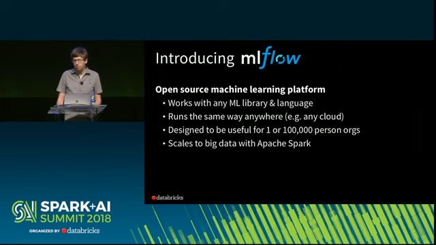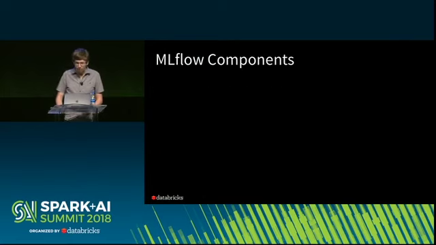It's also designed to be useful anywhere from 1 to 100,000 people, so that one data scientist working alone gets some benefits from it, and the large enterprise using it throughout also gets some benefits. And of course, it's designed to scale to big data and to integrate well with Apache Spark. So MLflow has 3 main components, and I want to show you a little about each of them today. I should say, today we're just doing an alpha release of it. So this is just the initial version, and there'll be more components to come in the future.